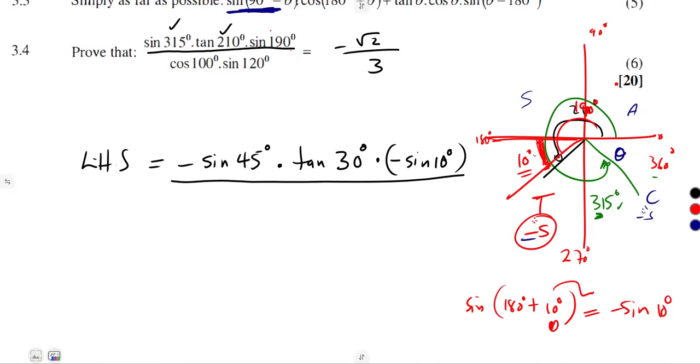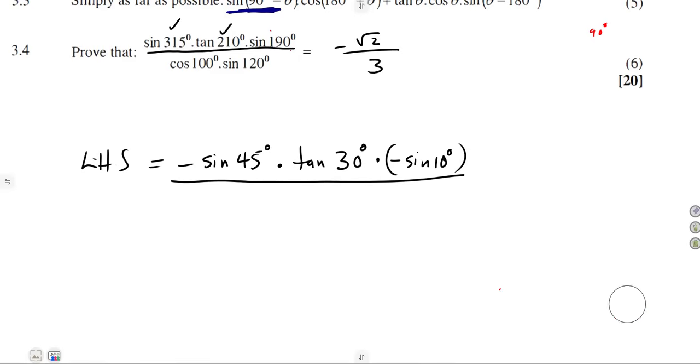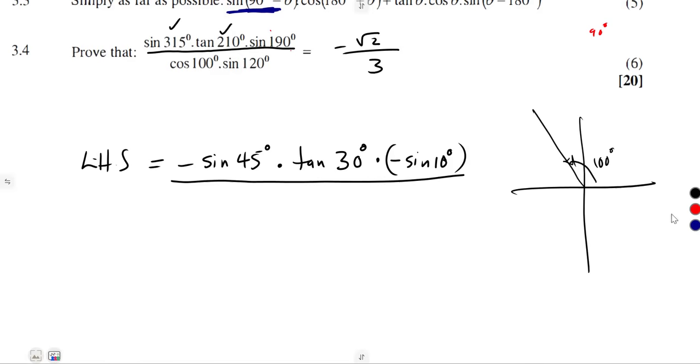Everything over what? The cos of 100. 100 is in the second quadrant, isn't it? In the second quadrant, because this is 90. So 100 was supposed to be somewhere there. Let's say this is 100. What is the acute angle in that quadrant? It will be 180 minus 100, which is what? 80 degrees. 180 for the straight line.